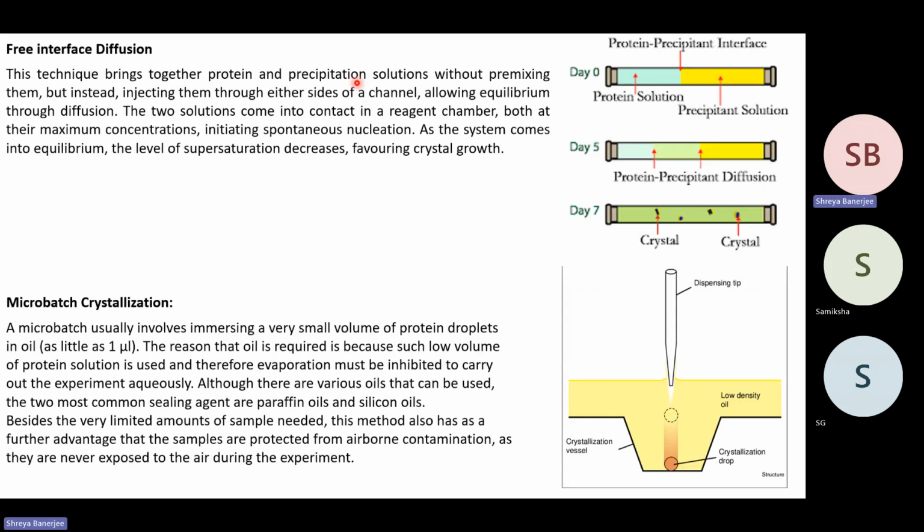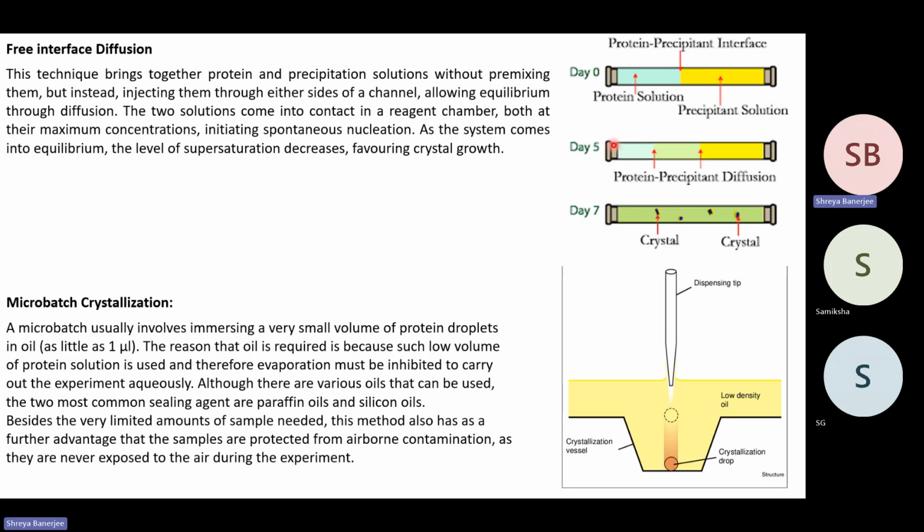So there are some other techniques. One technique is called free interface diffusion, where you take in a tube the protein solution in one part and the precipitant solution in another part, and you allow them to diffuse into each other. Eventually, when optimum concentration is reached, the crystal will start to form. You can ask why you can't just pour the precipitant solution into the protein solution. That is because we want the concentration to change very slowly.